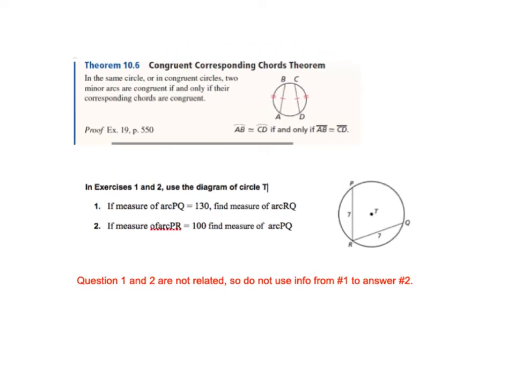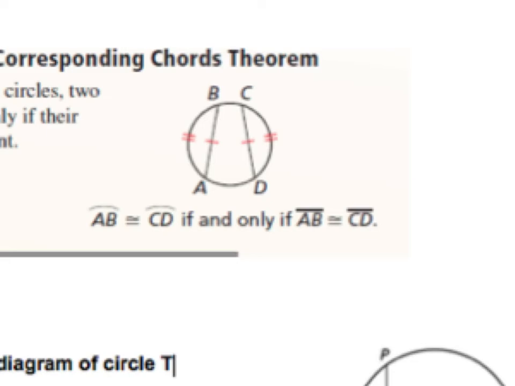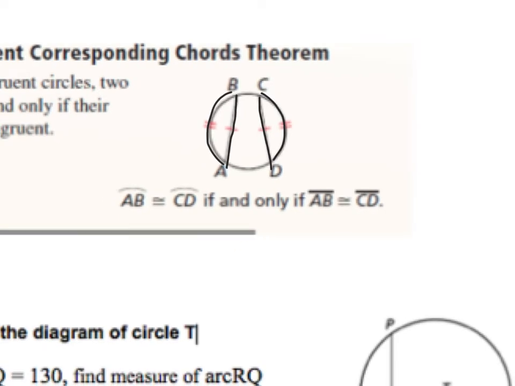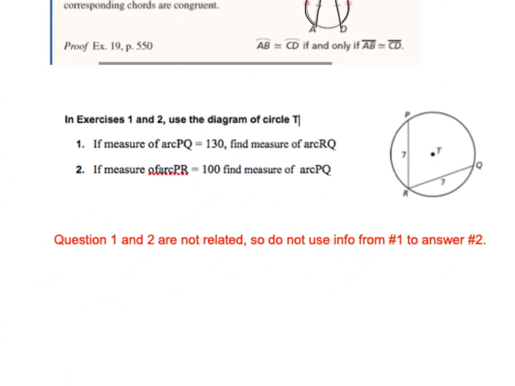Okay, so the congruent corresponding chords theorem. Very, very simple. You can read about it here or I can just tell you. If this chord is congruent to that chord in the same circle, that means that the arcs they intersect, in this case arc AB and arc CD, are also going to be congruent. So if the chords inside the circle are congruent, their arcs are also going to be the same. Let's look at just a really simple example down here.